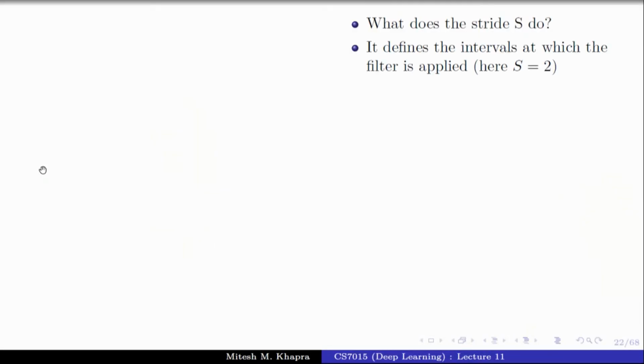Now, there's also something known as a stride. It defines the interval at which you place the filter. So far in all the illustrations, I was moving the filter 1 pixel at a time, right? I placed it here, then at the next pixel, and so on, horizontally and then vertically. But I could also place the filter at every alternate pixel. I place it on the first pixel, then on the third, then the fifth, then the seventh, and so on. In that case, my stride would be 2.